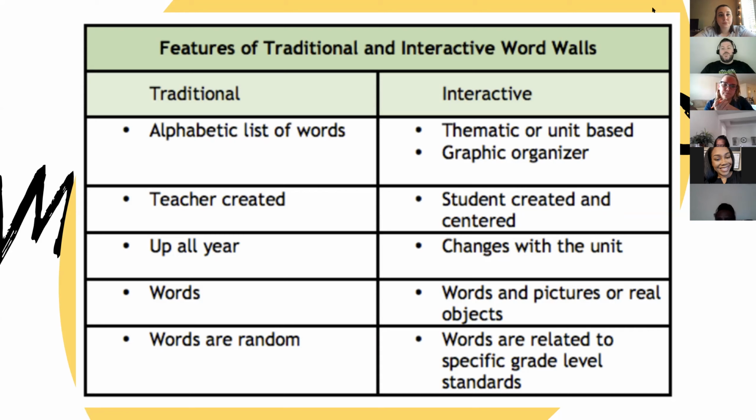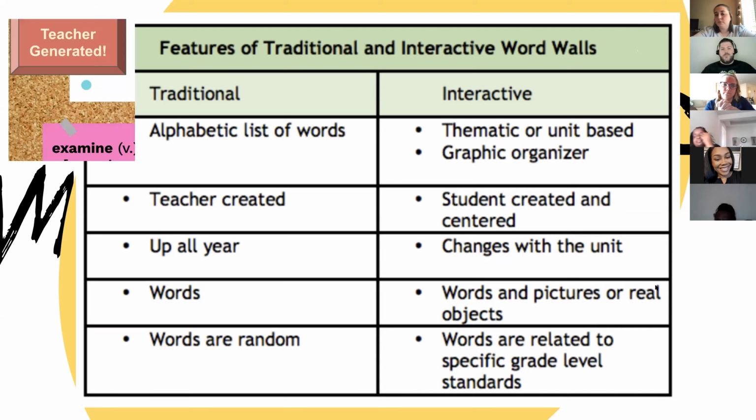Words and pictures or real objects. This past year, there was a 6th grade teacher who, for our math module 2, I think, got plastic shields and helmets and stuff, and she put them on the wall next to some words. So that was more tangible things that helped our students connect and engage with the vocabulary. And words that are related to specific grade level standards.